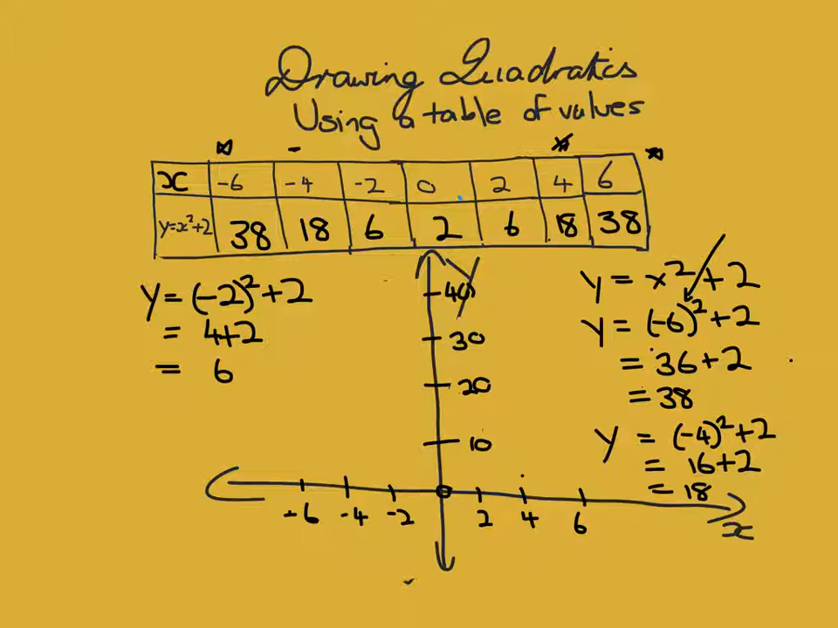So -6, 38. Well, that's going to be -6 there. 38 is going to be pretty close up to 40. It's going to be about there. Let's plot 6, 38 at the same time. So a bit under 40 again, about there. Then -4, 18. So -4, a bit under 20, 18. And then 4, 18. And then -2, 6. So a bit over halfway to 6. And then 0 and 2 down there somewhere.